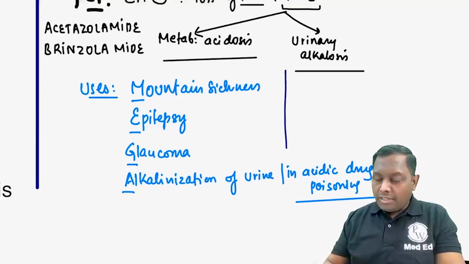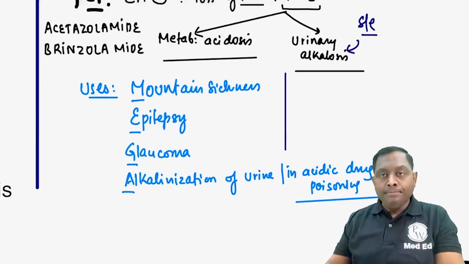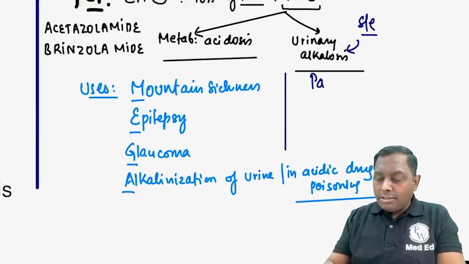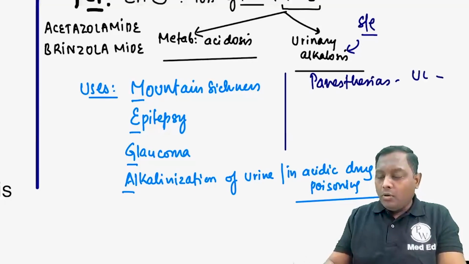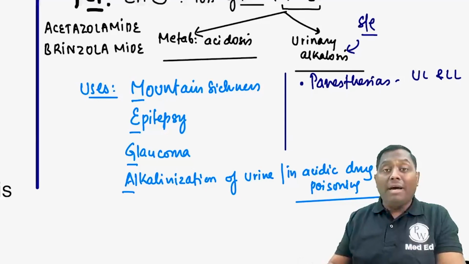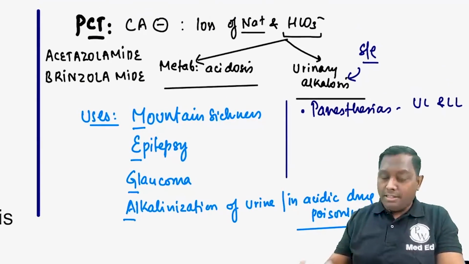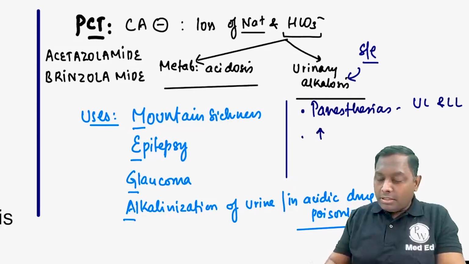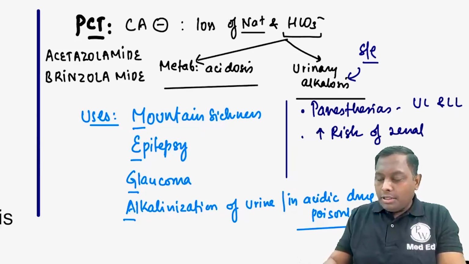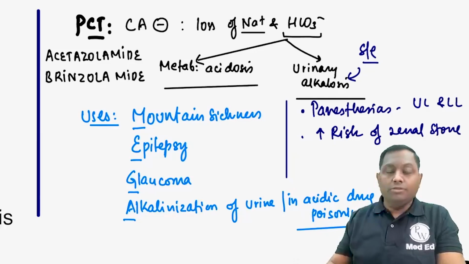The other side effects that they can cause, apart from this, are paresthesias. They can cause paresthesias of the upper limb and lower limb. That is going to be your carbonic anhydrase inhibitor. They can also increase the risk of renal stone, right?